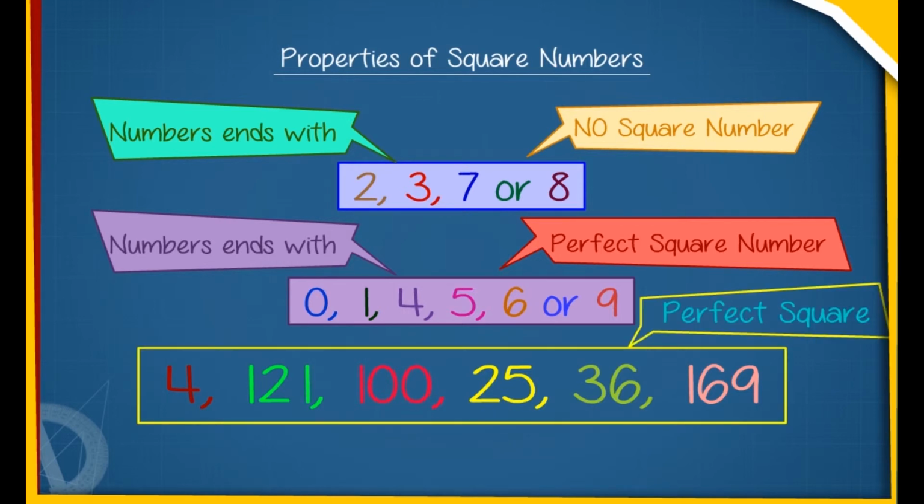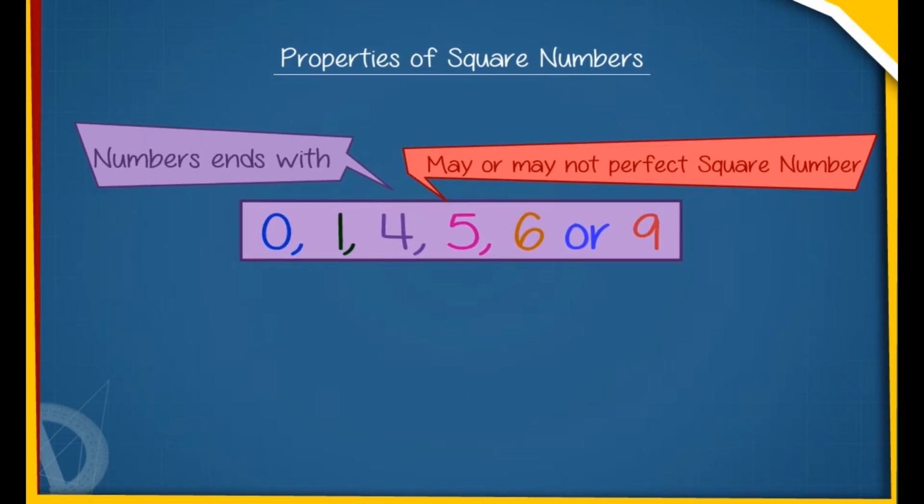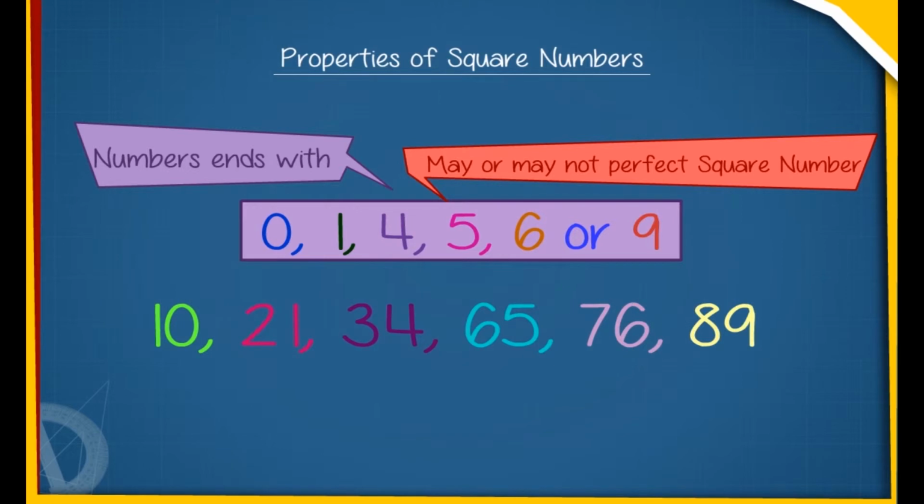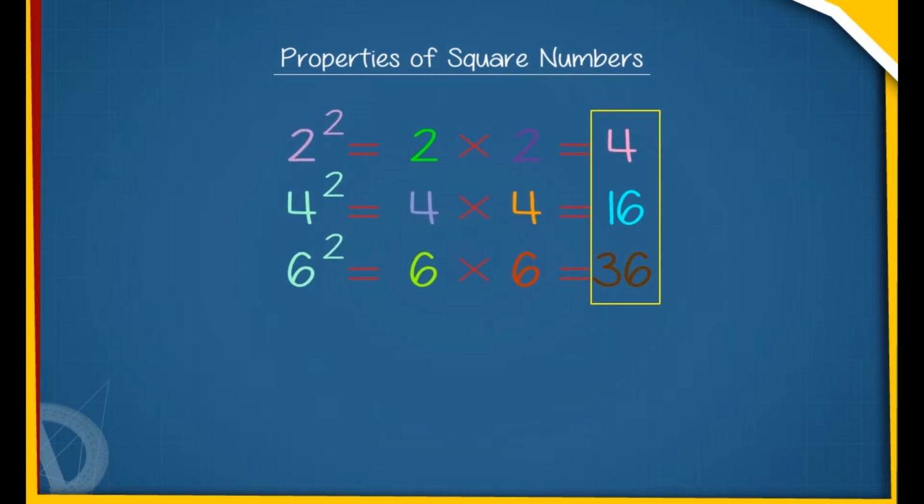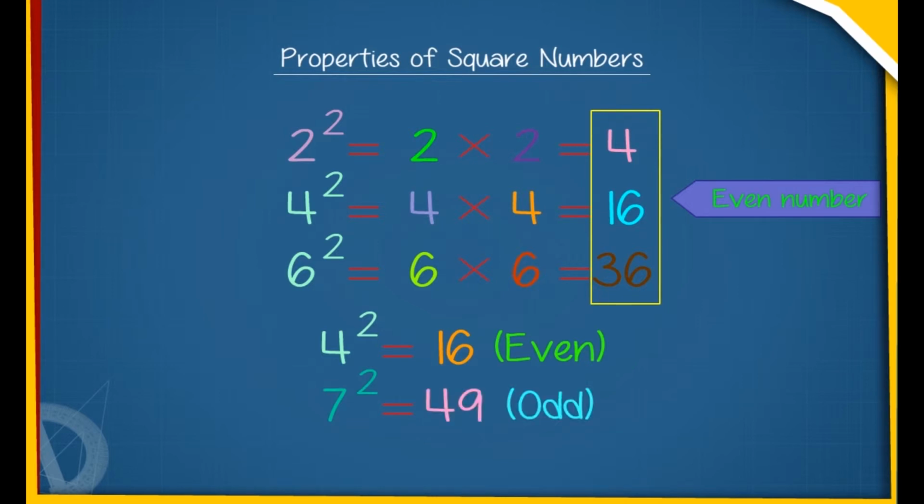are perfect squares. A number ending with 0, 1, 4, 5, 6 or 9 may or may not be a perfect square. For example, 10, 21, 34, 65, 76 and 89 are not perfect squares. 2. If a number is even, its square will be an even number. Otherwise, it will be an odd number. For example, 4 square equals 16, even, and 7 square equals 49, odd.